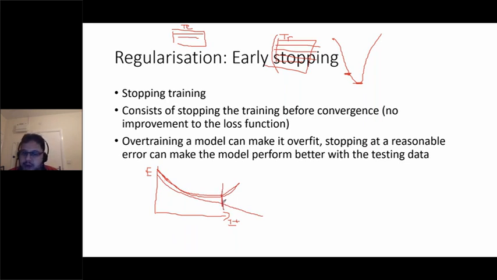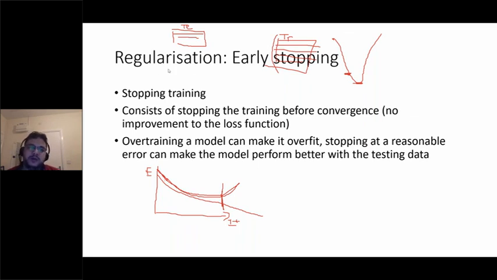We are losing things for training, but we care more about testing. This is a data set my network has never seen, and it is doing on it almost the same as here. So it's better to stop here. Does it make sense for you guys? Yes, yeah.